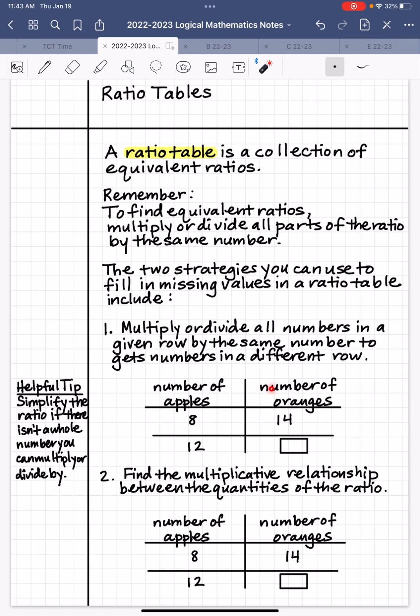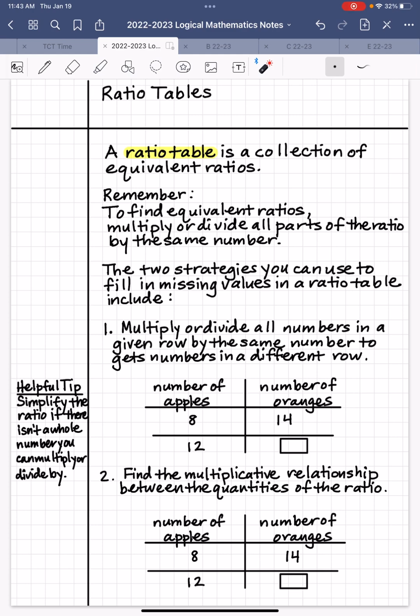To complete a ratio table, you use what you know about equivalent ratios, which is to multiply or divide all numbers in a given row. So rows go across and columns go up and down. So we're going to multiply all the given numbers in a row by the exact same number to get the missing numbers in the other rows, okay?